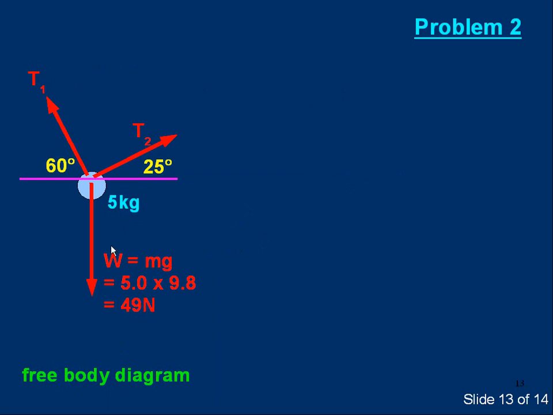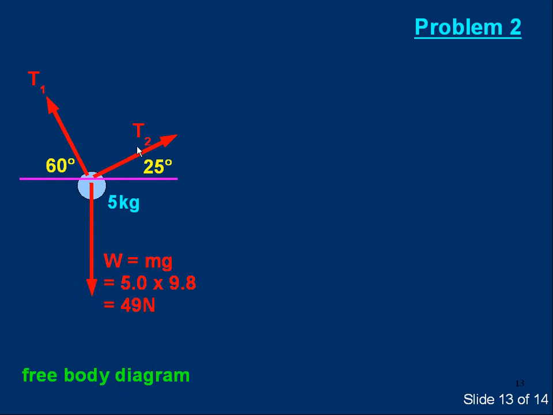There's an object. I've drawn a horizontal line in purple just for reference. And the forces on the object are the weight downwards, which turns out to be 49 newtons. T1, tension from the left-hand rope at an angle of 60 degrees to the horizontal. And T2, from the right-hand rope at 25 degrees to the horizontal. Now we've got 2 unknowns, so we're going to need 2 equations and do some simultaneous equation solving.